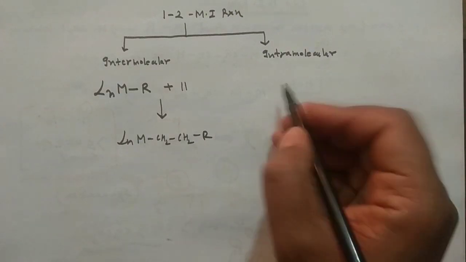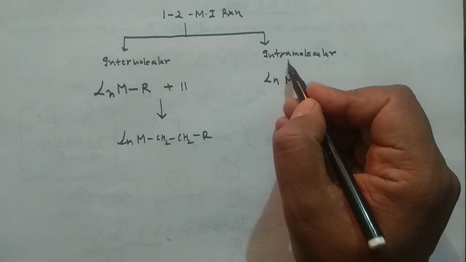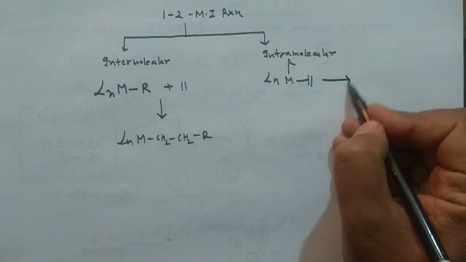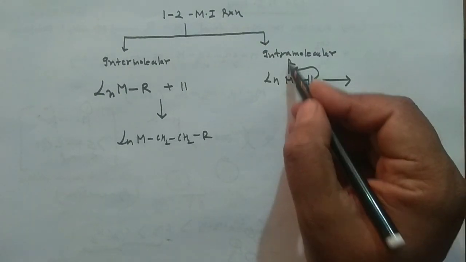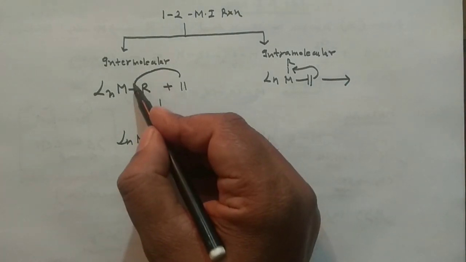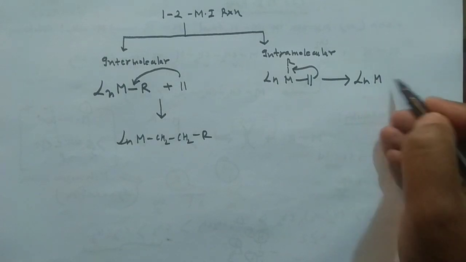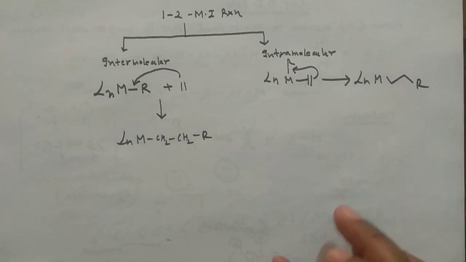So this is intermolecular. Now I'm going to explain intramolecular. LnMR, and your alkene is present in the complex itself. So what will happen? This alkene will migrate or will insert in this M-R bond, like I did here actually, and your product would be just like that, LnMR. So these two kinds of 1,2 migratory insertion reactions are there.